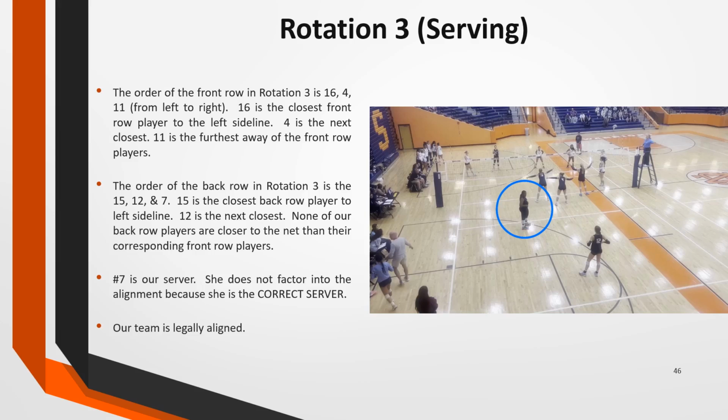15, our setter, is the closest back row player to the left sideline. 12 is the next closest. If you watch the video, you saw that number 7, our server, serves to the left of our setter. But again, she does not factor into this because she is the correct server. Our team in rotation 3 for serving is legally aligned.